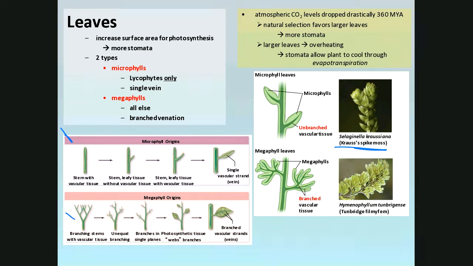Microphylls would have worked well for smaller plants, right? Megaphylls would have been what we eventually evolved into all the other leaves we have on plants on the earth now. All right, we talked about leaves, we talked about roots. Let's talk about spores again.